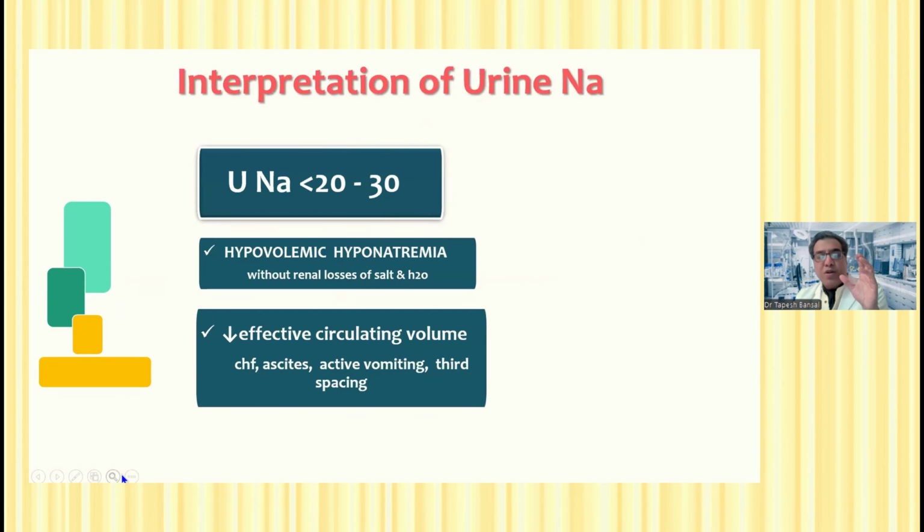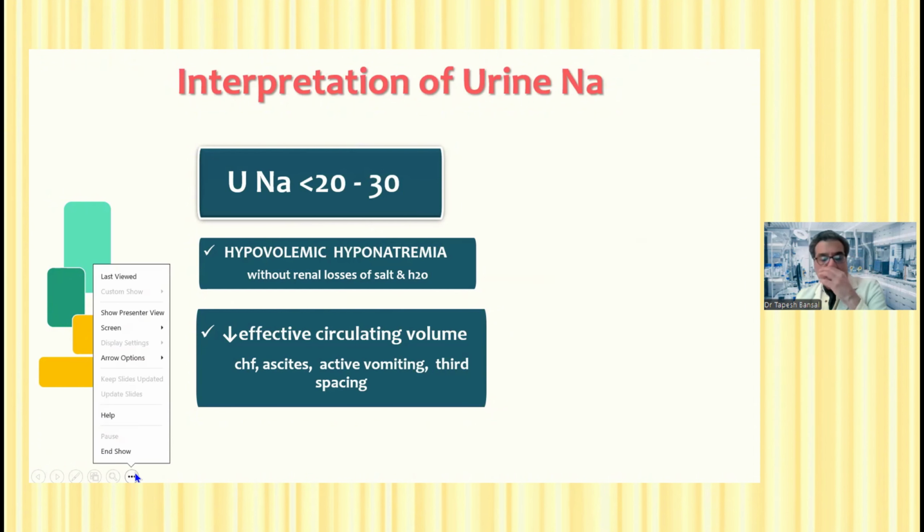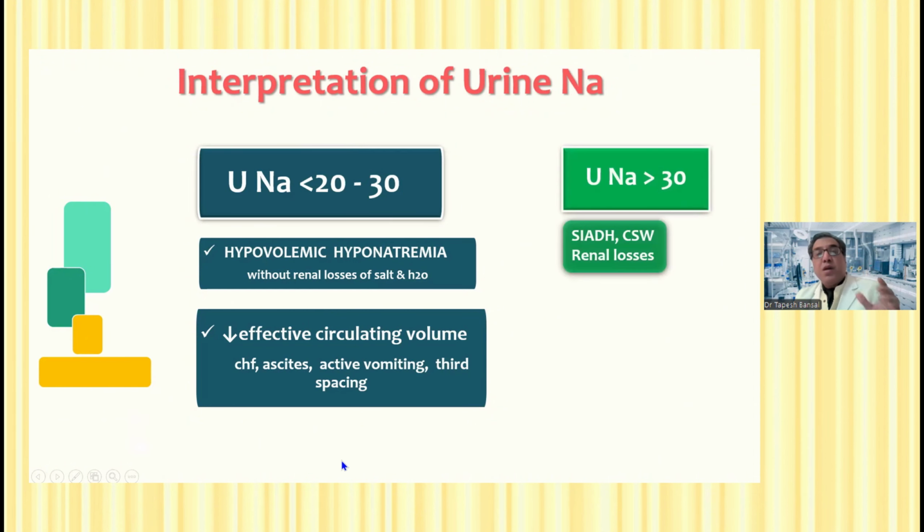So moving on to this condition, now finally, interpretation of urine sodium. I've tried to put it down for you. Urine sodium less than 20-30: hypovolemic hyponatremia without renal losses of salt and water, or decreased effective circulating volume, CHF, ascites, active vomiting, third spacing. And urine sodium greater than 30: SIADH, CSW, renal losses.